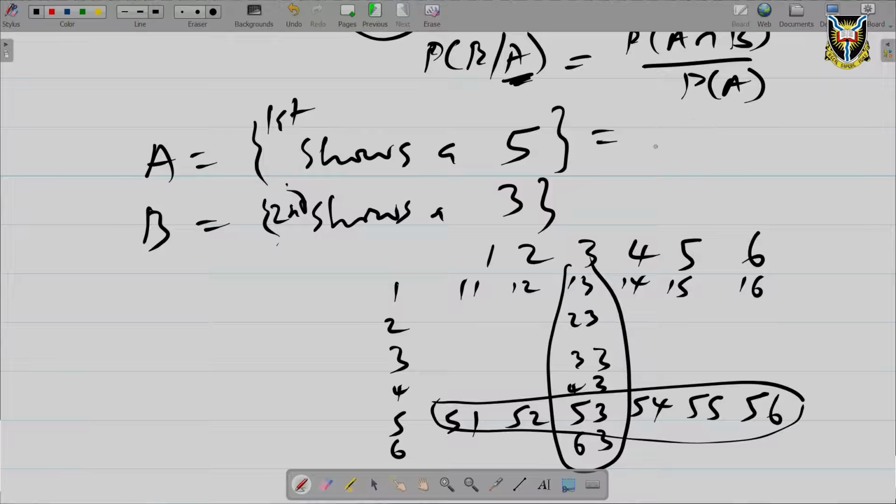So the probability of A in this context will be 6 over 36, and for B is also 6 over 36. And how do we obtain this 6? Just by counting: 1,3; 2,3; 3,3; 4,3; 5,3; 6,3. That is when we have 3 on the second row. Then having 5 on the first row: 5,1; 5,2; 5,3; 5,4; 5,5; 5,6. That is also 6.